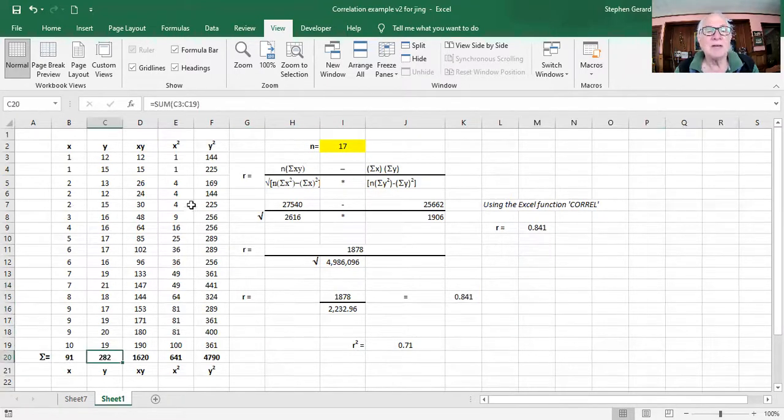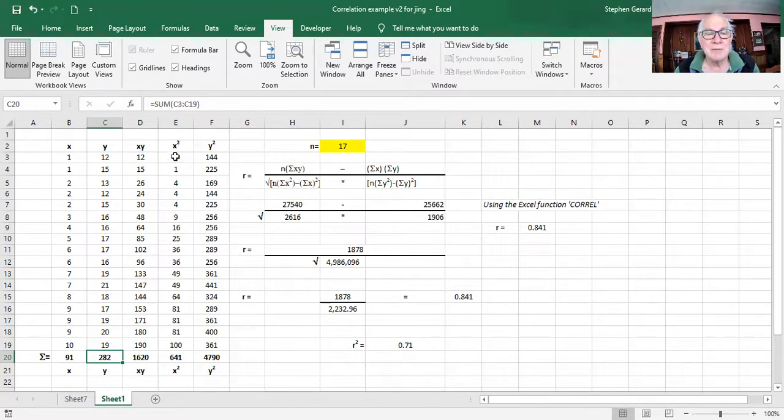I'm going to click on that. Up here in the formula line, it tells me this is the sum of this set of numbers here. I have the XY's. That's this number times this number. 1 times 12 gives me 12. 1 times 15 gives me 15. 2 times 13 gives me 26. These are XY, the values of X times Y. And down here I have the sum of the XY's, because I'm going to need that one.